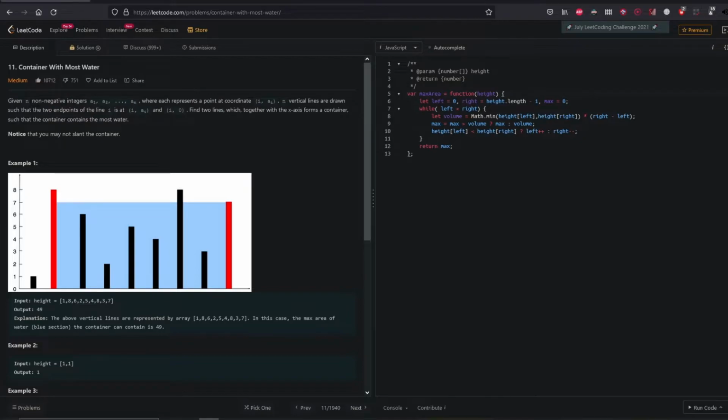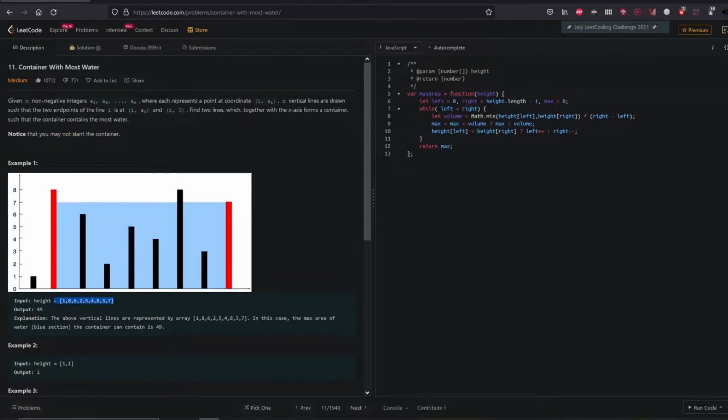Given n non-negative integers a1, a2 till an, where each represents a point at coordinate (i, ai), n vertical lines are drawn such that the two endpoints of the line i are at (i, ai) and (i, 0). Find two lines which together with the x-axis form a container, such that the container contains the most water, and notice that you may not slant the container.